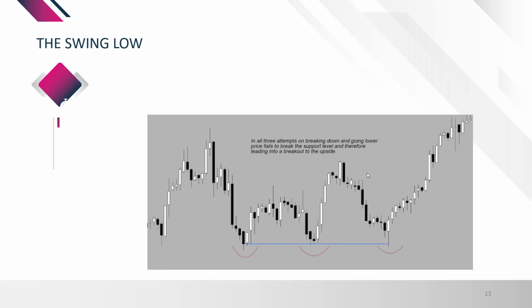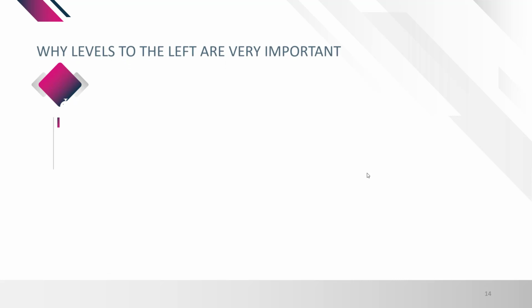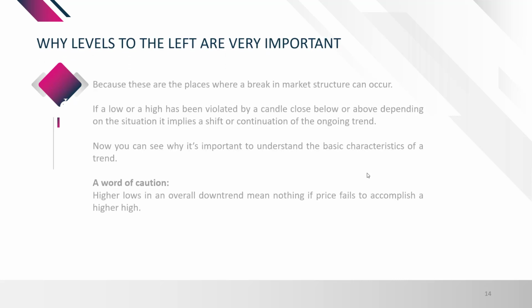Then we've got the swing low. The same thing applies to a swing low, but vice versa, whereas bears fail to push price further lower and subsequently bulls take control. It's important to keep in mind swing lows take place at significant levels, which you must find on the left of the chart. And the significant levels I'm talking about can either be a demand zone or a support zone. Why are levels to the left very important?